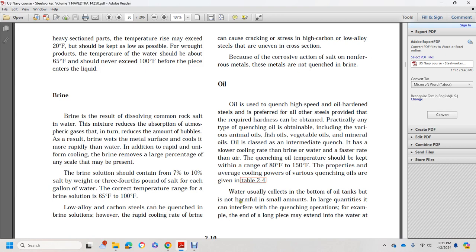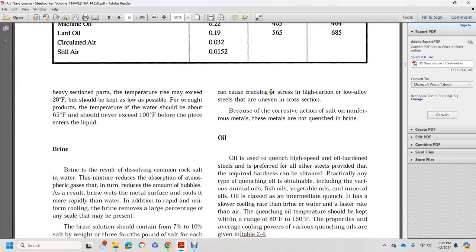The rapid cooling rate of the brine can cause cracking and stressing in high carbon and low alloy steel with uneven cross sections. Because of the corrosive action of salt water on non-ferrous metals, these metals are not quenched in brine.